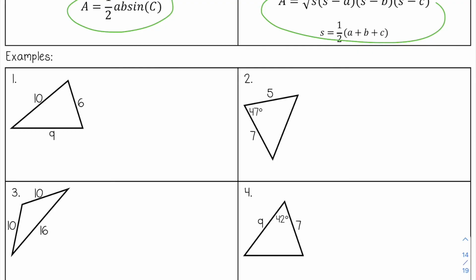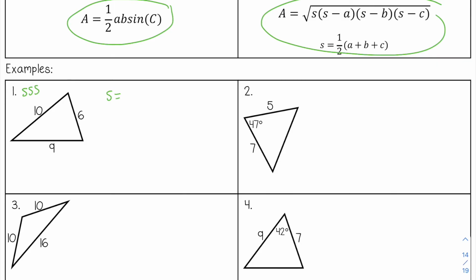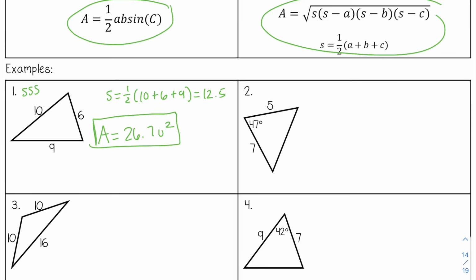Okay, so in number 1, we're given side, side, side, so we would use Heron's formula. So we need to find our S first. And you should have gotten 12.5. And then when you plug that into the Heron's formula, you get 26.7 units squared for your area. Number 2, we're given side, angle, side. So we could use 1/2 AB sine C, which gives you 12.8 units squared.